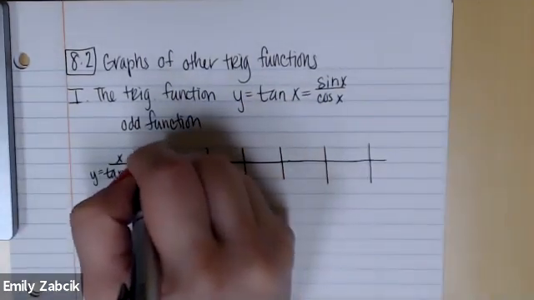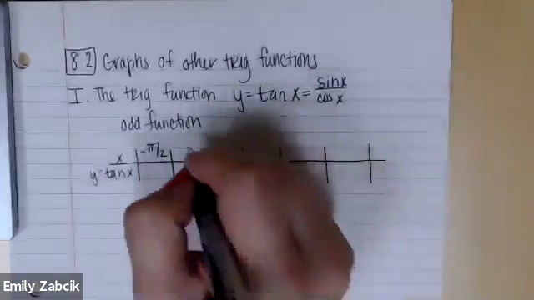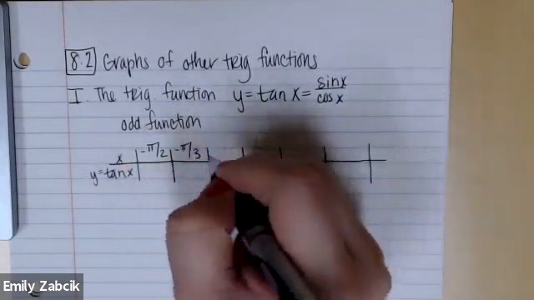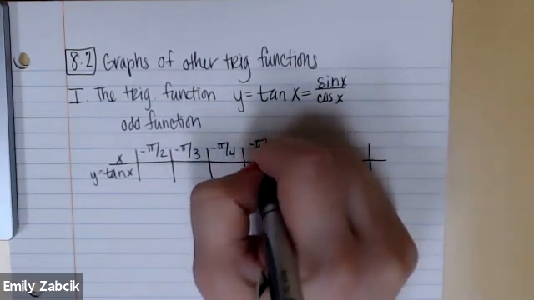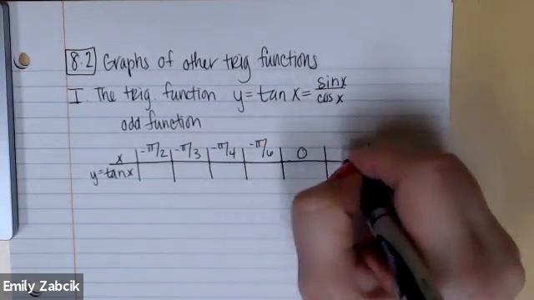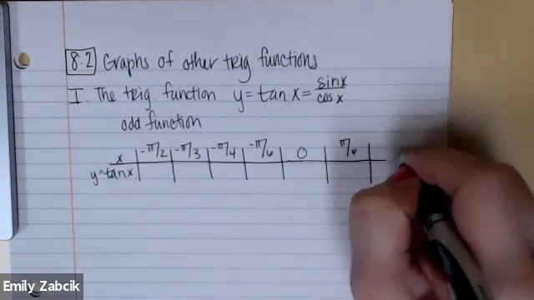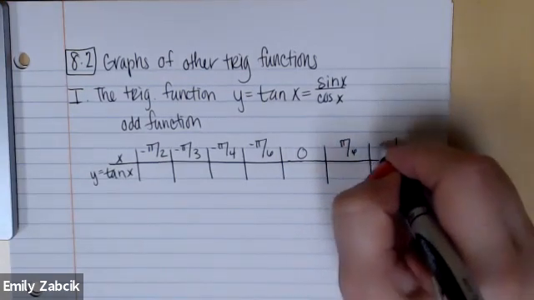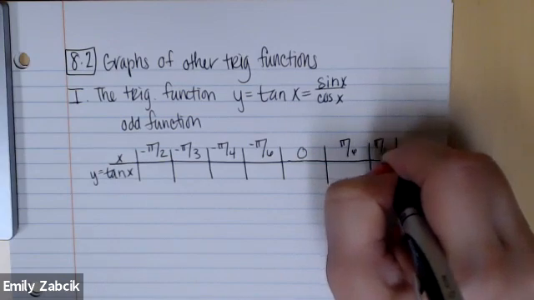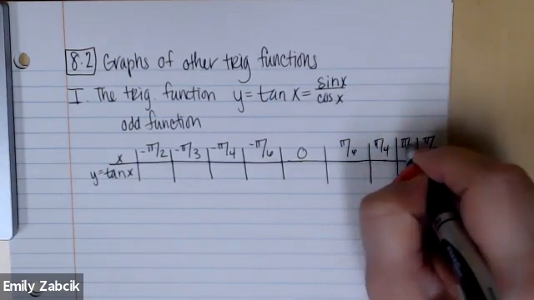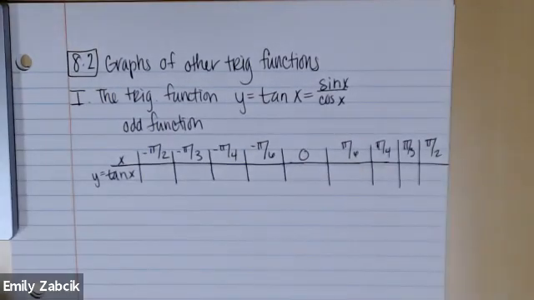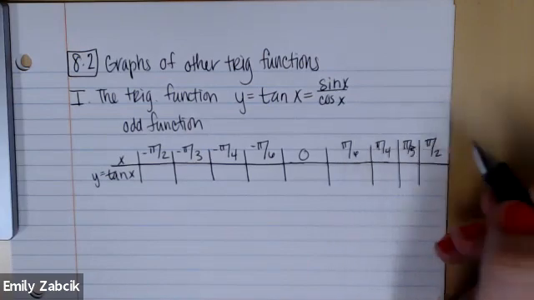So the first one to look at, I'm going to say negative pi over 2, negative pi over 3, negative pi over 4, negative pi over 6, 0. Go the other direction, pi over 6, pi over 4, pi over 3, and then positive pi over 2. Now again, as we're looking at these table of values, remember that your trig circle is very beneficial.